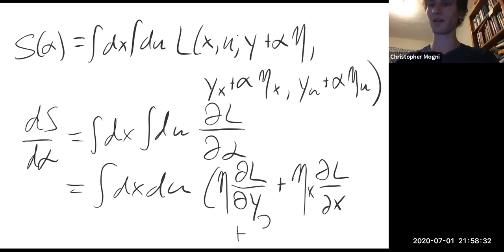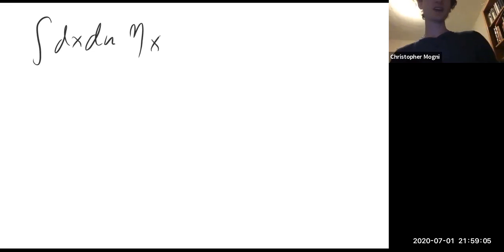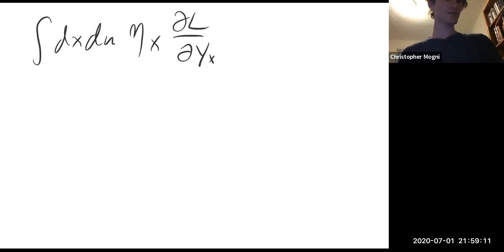But now we're going to get eta sub u dL dy sub u. Those are all going to show up. So with the previous expression and the last two terms, we want to do integration by parts. It works exactly the same way as what we were doing before. What I mean by that is we're going to have dx du, partial derivative of eta with respect to x, dL dy sub x, so partial derivative of y with respect to x.